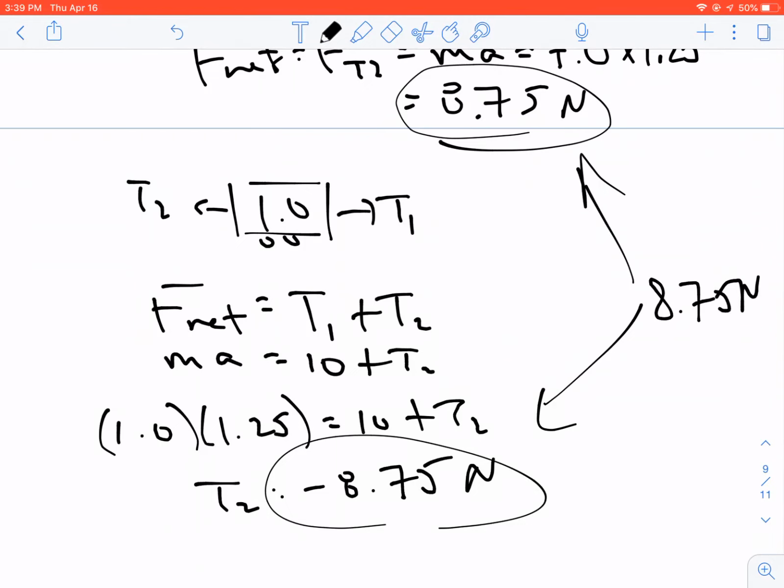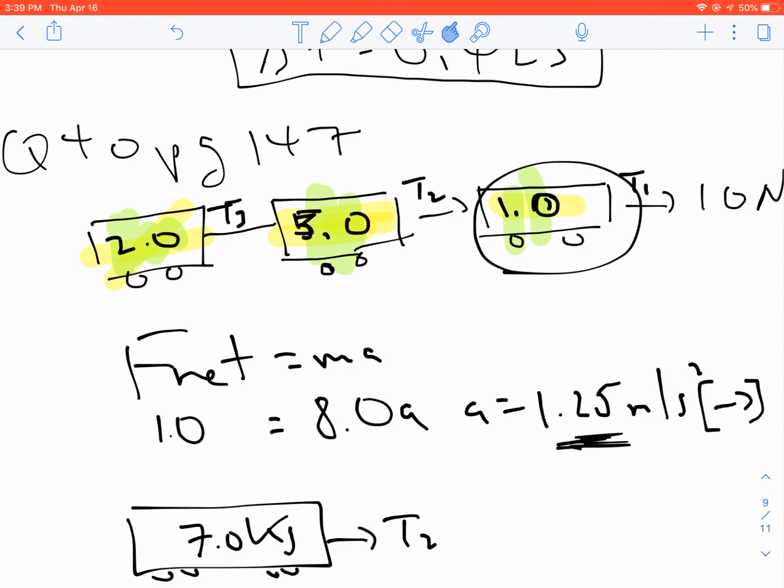Now if I move down, you can see it doesn't matter where in that original picture I look at T2. I can look at T2 as it applies to the reverse, the back part of the toy. I can look at what T2 is doing to the front part of the toy. And both of them give me the same answer for T2.